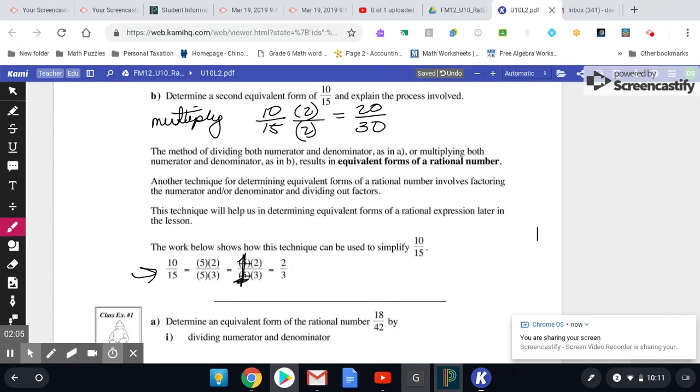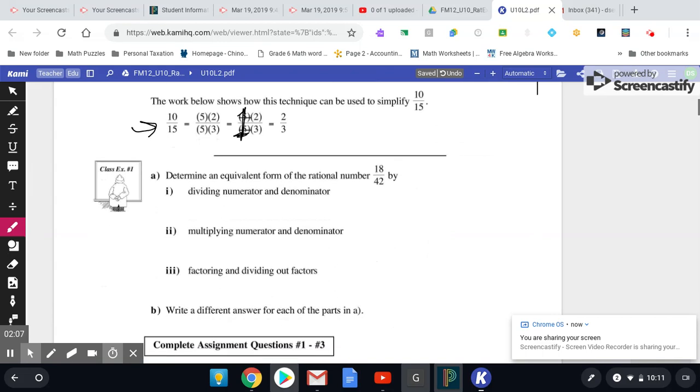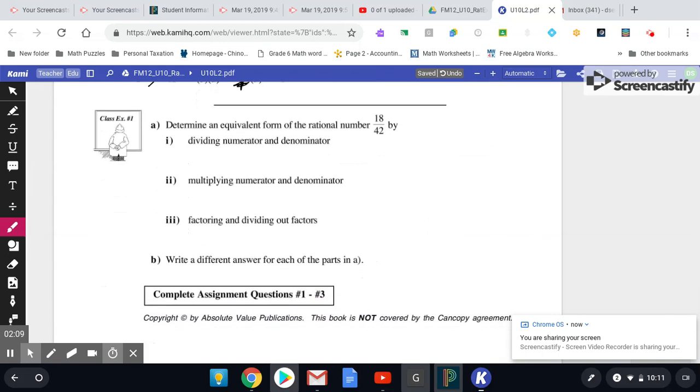Now, if we go on down, it says determine an equivalent form of the rational number 18/42 by dividing. So if you want to divide, what divides evenly? 6 does, right? Let's divide by 6. So we would get 3/7. If you want to multiply, maybe let's multiply by 2. So 18 out of 42, but we'd have to do top and bottom. So we have an equivalent form.